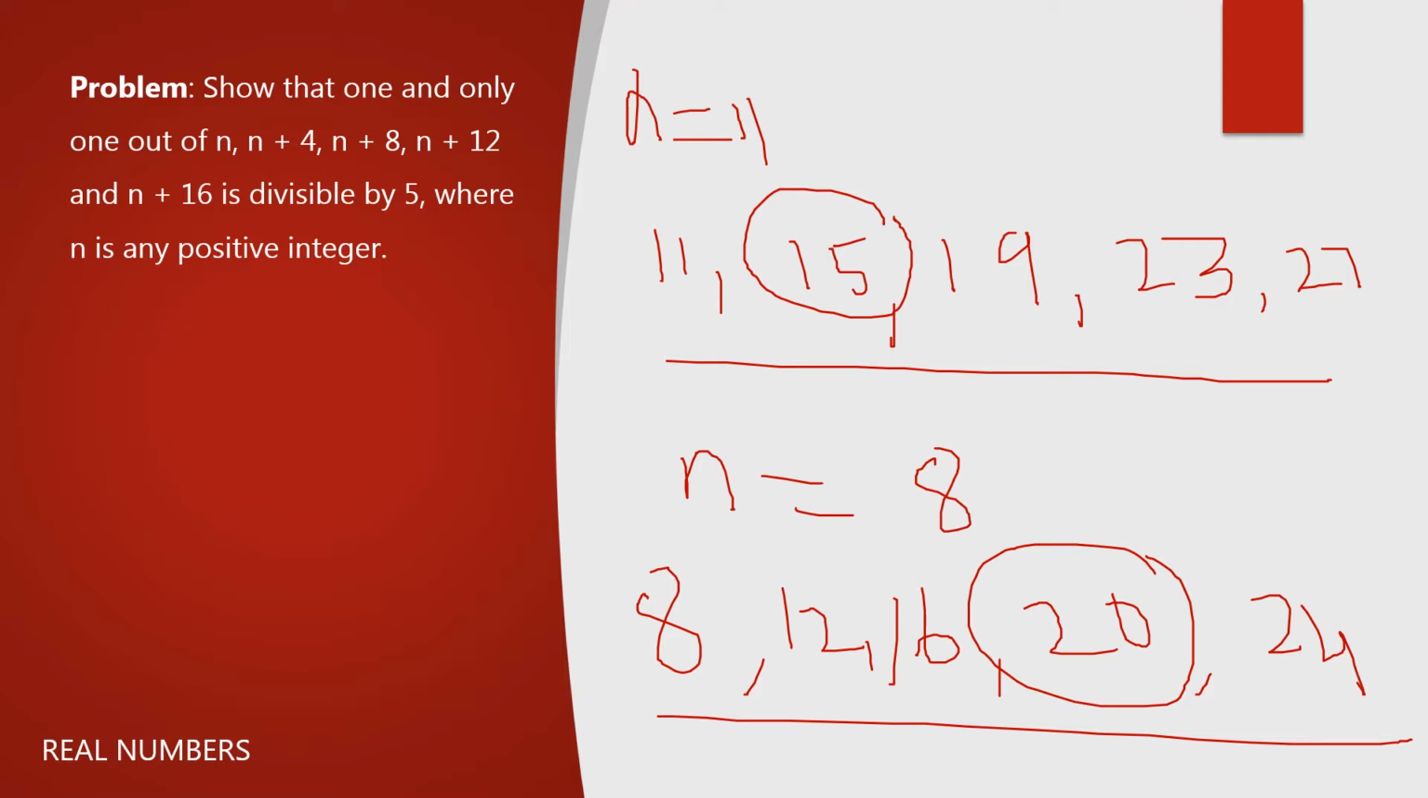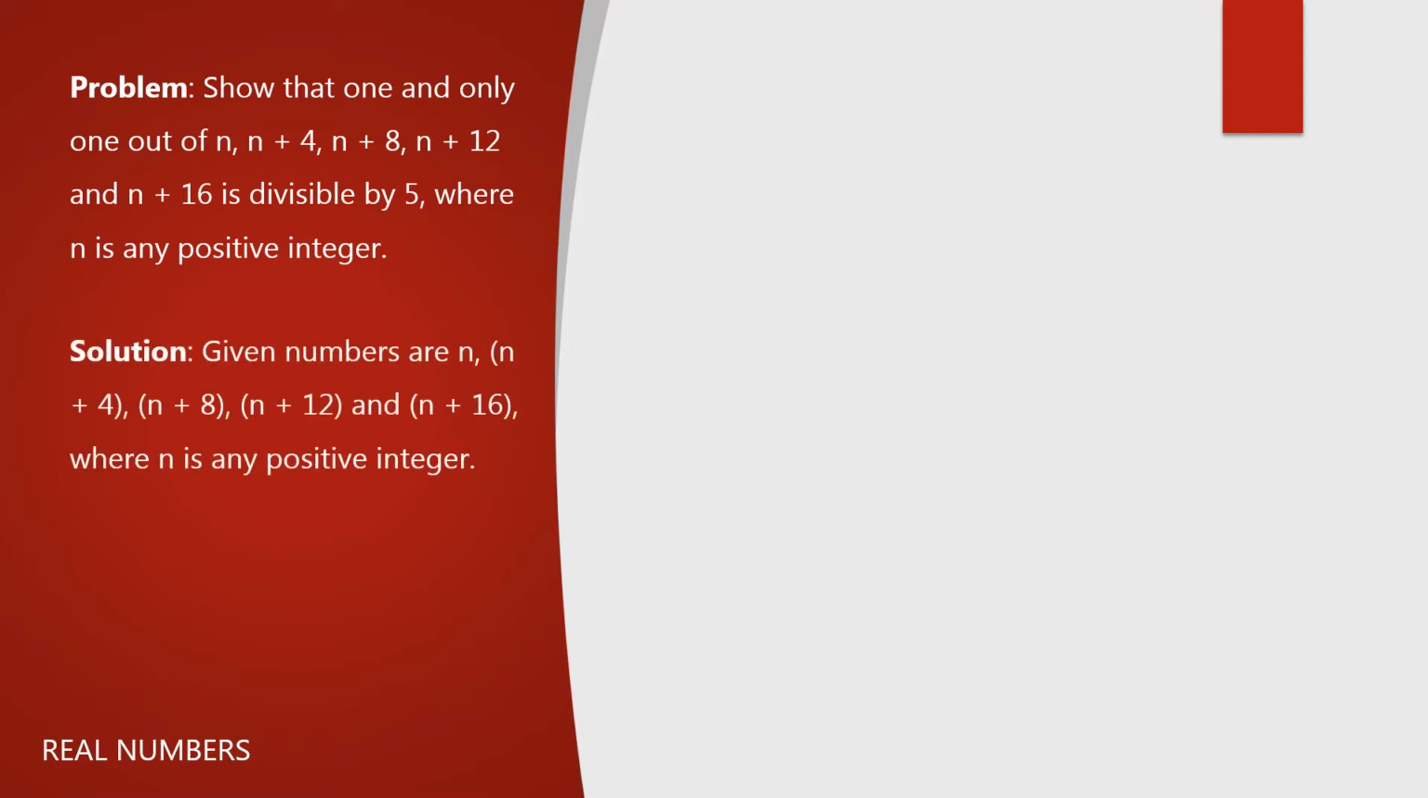And this condition is true for all the values of n. You can take any positive integer in place of n. After forming all the 5 numbers, only 1 will be divisible by 5. Now we will prove this statement by using Euclid's division lemma. Here the given numbers are n, n plus 4, n plus 8, n plus 12 and n plus 16, where n is any positive integer.